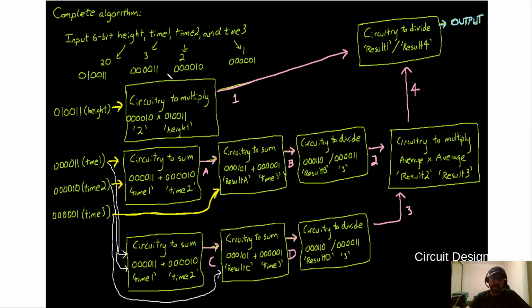So we have these 4 values that we have to input. Once again, the height, time 1, time 2, time 3. The height is going to be 20, which in binary is 0, 1, 0, 0, 1, 1. The time 1 is 3. Binary is 0, 0, 0, 0, 1, 1, and so on. You can see there, over here on the left-hand side would represent us entering in the values, and on the right-hand side is the output at the end.